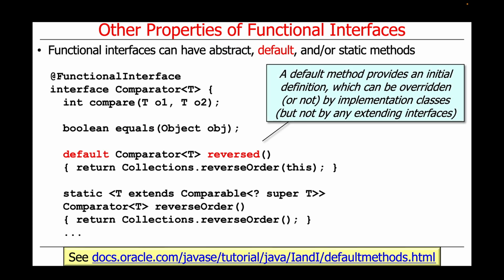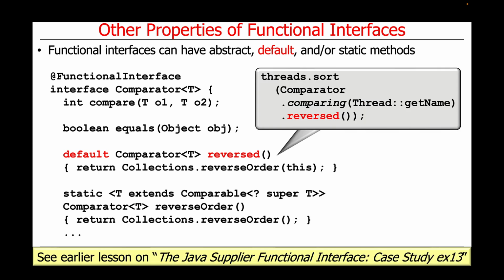Functional interfaces can also have default methods, which provide an initial definition that can be overridden or not by implementation classes. Interestingly enough, extending interfaces can't override a default method. Here's a simple example that we looked at in our earlier walkthrough of case study EX13, where we apply the sort operation, sorting the threads list using the Comparator that compares with the Thread getName function, and then we use the reversed default method in order to reverse the sense of the comparison.